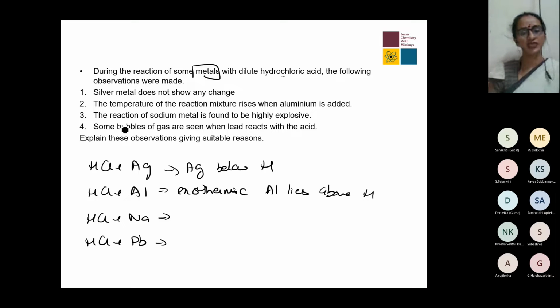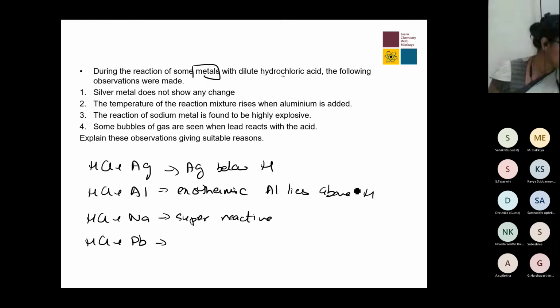Let's look at the third observation. The reaction of sodium metal is found to be highly explosive. Now, only metals that are super reactive and lie right at the top of the reactivity series will be highly explosive. So we know that sodium is extremely reactive, lies at the top of the reactivity series, and that is why it is able to behave in a very explosive fashion.